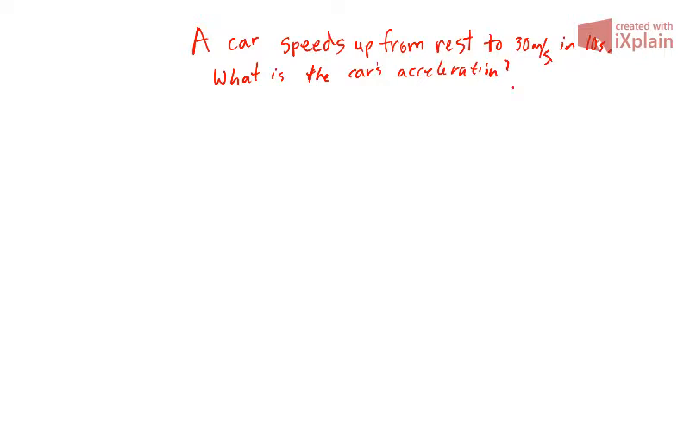Alright, for this one. So first of all, when you're actually interpreting these problems, it's best to draw this out. If a car is speeding up, you need a before and you need an after. If it speeds up from rest, that means the V initial equals 0. That means the V final is 30 meters per second. And if it started at 0 and it ended at 30, we can say our delta V is 30 meters per second.